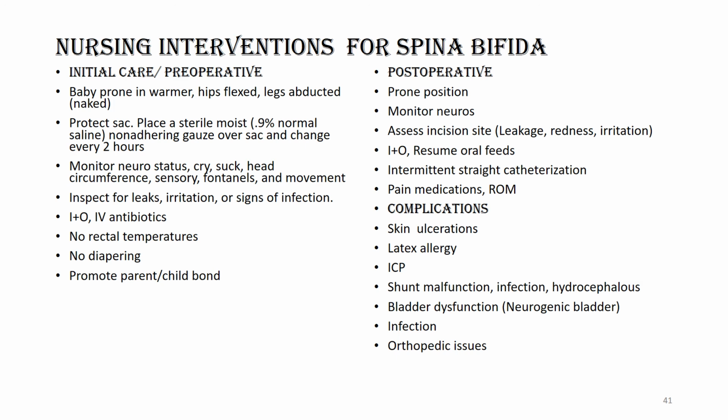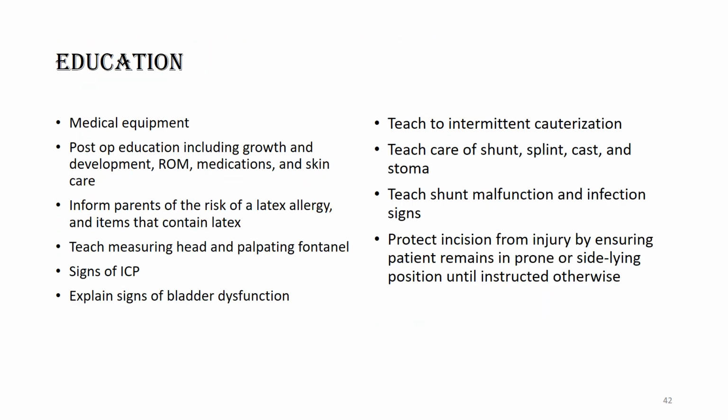Complications from the surgery: generally skin ulcerations are very common. These children tend to have latex allergies. It's just a number one thing with them. Increased intracranial pressure may happen, and if they have a shunt, you have to watch for malfunctioning and infection. You'll have to look for bladder dysfunction, neurogenic bladder, because the urine is just going to sit there and it's going to get infected. And they may have other orthopedic issues. And I'll tell you, kyphosis or scoliosis is very common.